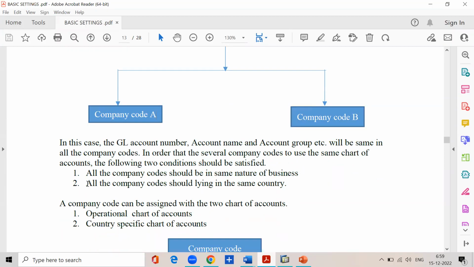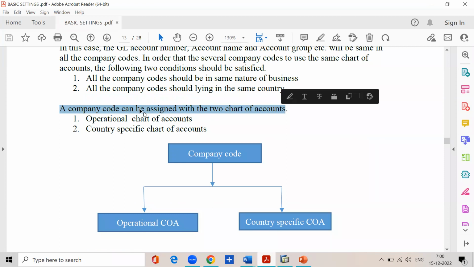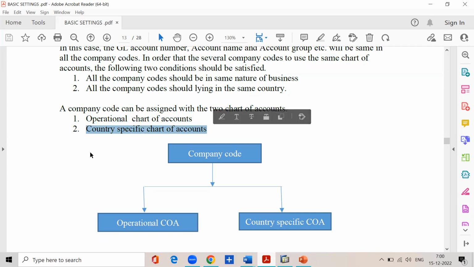Then all the company codes should be lying in the same country. Then only we can use the same chart of accounts. If these conditions are not satisfied, no issues. We can define a separate chart of accounts for every company. Then a company code can be assigned with 2 chart of accounts. Can be, it's not mandatory. A company code can be assigned with 2 chart of accounts if necessary. Number 1, operational chart of accounts. Number 2, country specific chart of accounts.